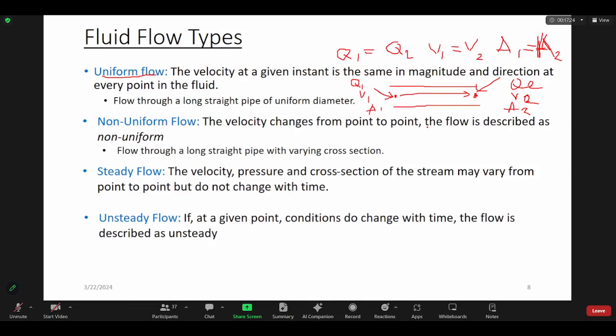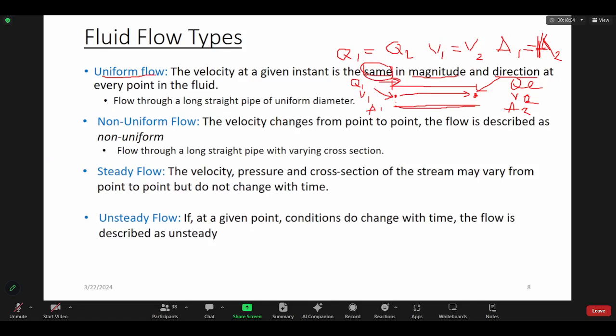Main flow parameters do not change with distance along the flow. Flow distance means this location to this location. Flow is going in this direction. The velocity at a given instant is the same in magnitude and direction at every point in the fluid.